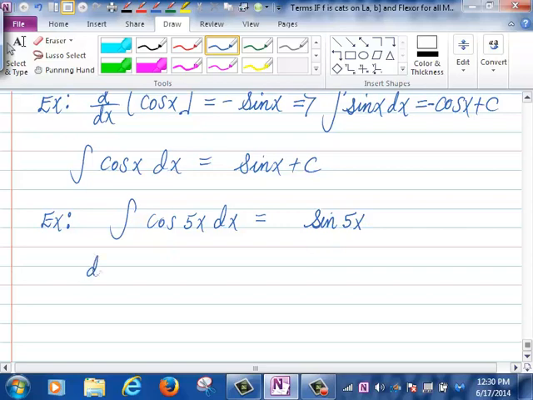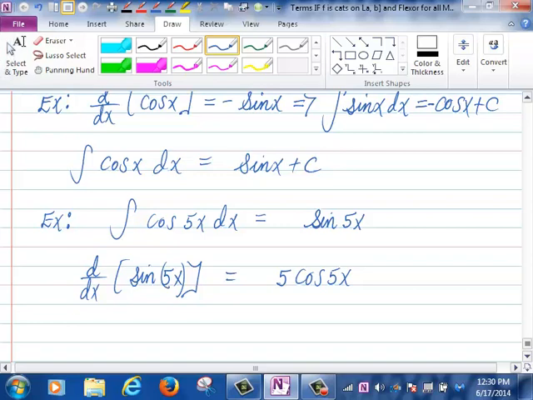The derivative of sine 5x is cosine 5x multiplied by what? Multiplied by 5, because it is sine of 5x. You have to apply the chain rule, right? So the derivative would be cosine 5x multiplied by 5. The derivative of the inside is 5. So the derivative of sine 5x is not exactly cosine 5x.